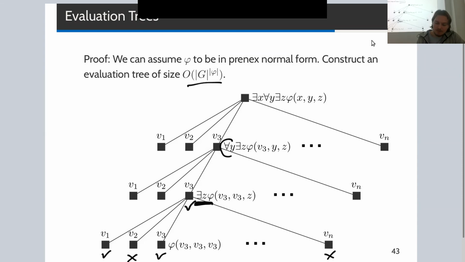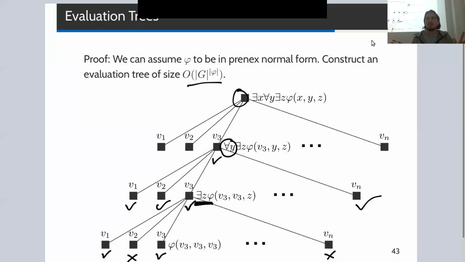Differently here with the universal quantifier, so this thing needs to be satisfied for all assignments. So if here everything is yes, then also this is yes. So this way we walk all the way up to the root, and then we see whether the root formula, which is our original formula, is satisfied or not.